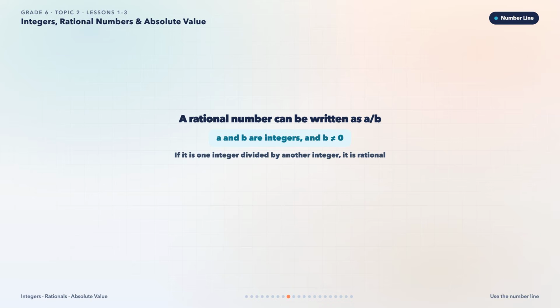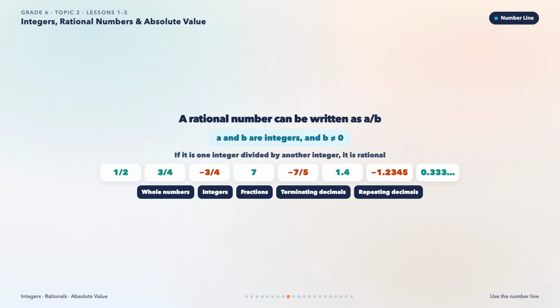Watch the examples arrive. 1/2, 3/4, negative 3/4, 7, negative 7/5, 1.4, negative 1.2, 345, and 0.3 repeating. Rational numbers include whole numbers, integers, fractions, terminating decimals, and repeating decimals. A whole number is rational because 1 equals 1 over 1 and 7 equals 7 over 1.